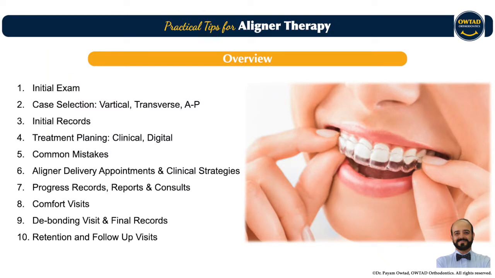The idea is to talk about the initial exam, the case selection criteria, the records, treatment planning, common mistakes that I made and everybody makes, aligner delivery appointments, progress and comfort visits, debonding, and retention. So basically it's the whole picture, which is a big textbook, or a whole semester, or 2-3 semesters, or maybe the whole orthodontic residency.